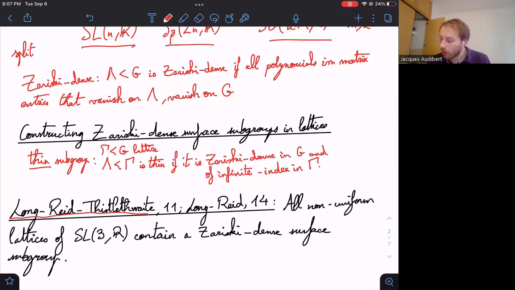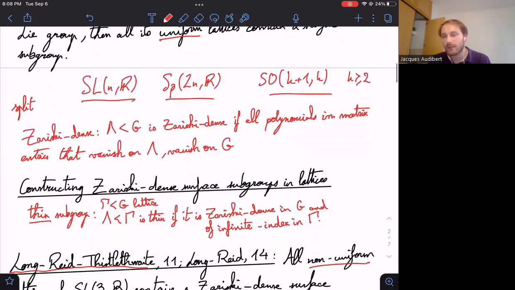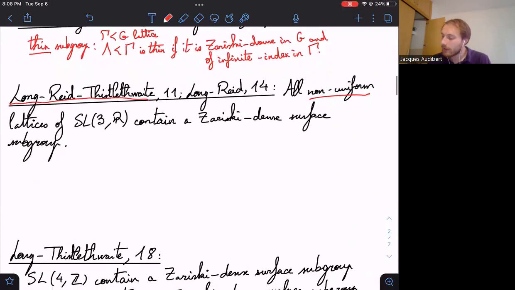So they proved that all non-uniform lattices, where they use arithmetic methods, and when you use arithmetic, non-uniform lattices are easier to handle, and we saw that when you use dynamics, uniform lattices are easier to handle. So they proved that all non-uniform lattices of SL3R contain a Zariski dense surface subgroup. So let me describe it, up to finite index and conjugation.